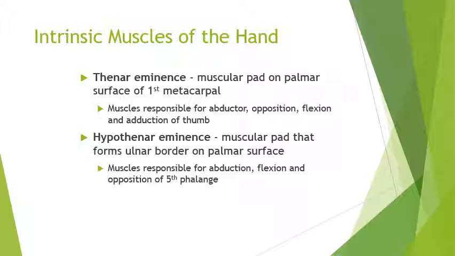The hypothenar eminence is the muscular pad that forms the ulnar border. Again, looking at your palm, spread your fingers out. You can feel the thenar eminence at the base of the thumb. It's that pad right at the base of the palm of your hand. And the hypothenar eminence runs along the ulnar aspect of your hand on the palmar surface. The muscles there are responsible for abduction, flexion, and opposition of the fifth phalange. So those are the intrinsic muscles that we're concerned with you knowing right now in the hand and where they're located.